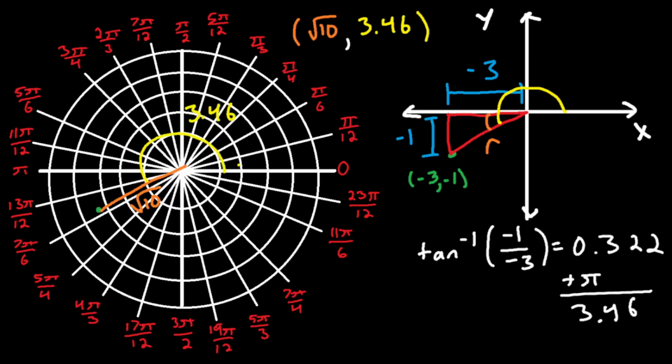Now, here's the thing about this polar plane. The reason why I made sure to put this past this circle here is because each circle represents a radius of 1. And I'll actually get into that right now.